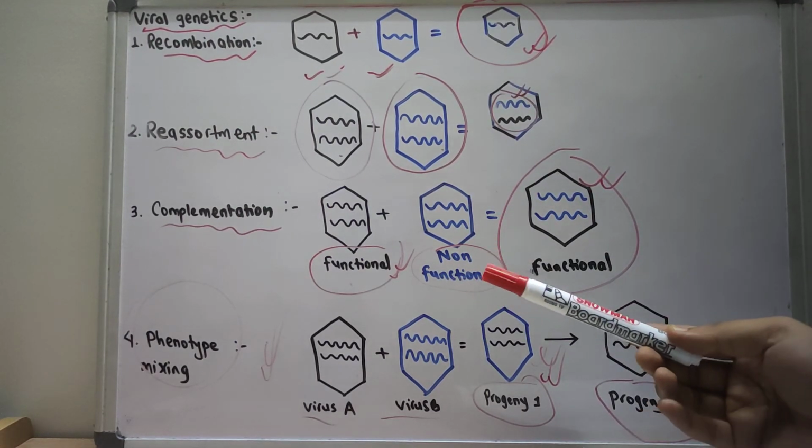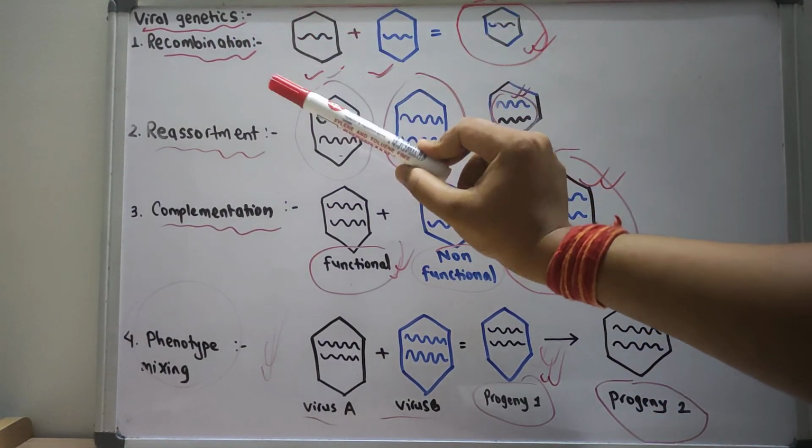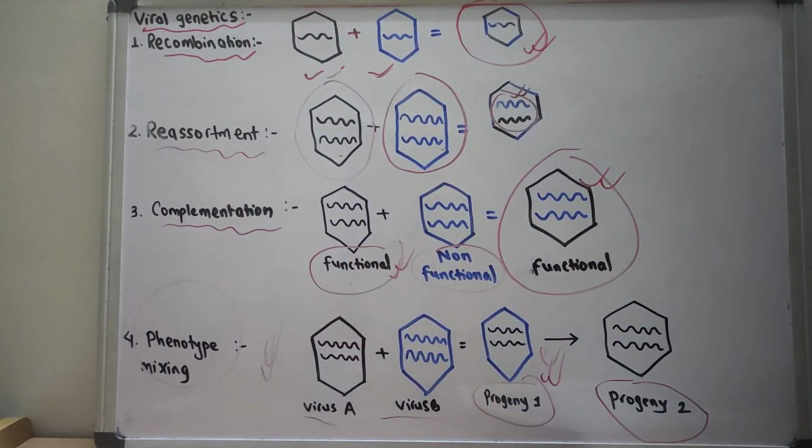So this is all about virus genetics. I hope you understood recombination, reassortment, complementation and phenotype mixing.